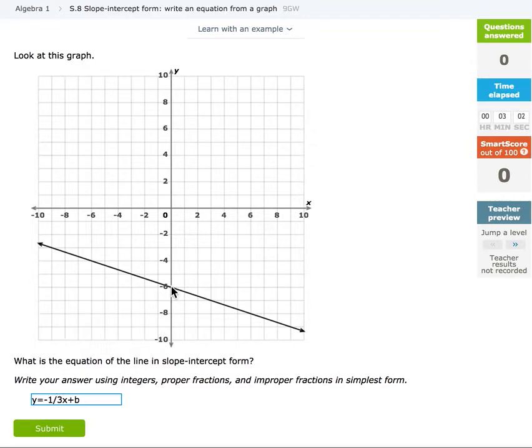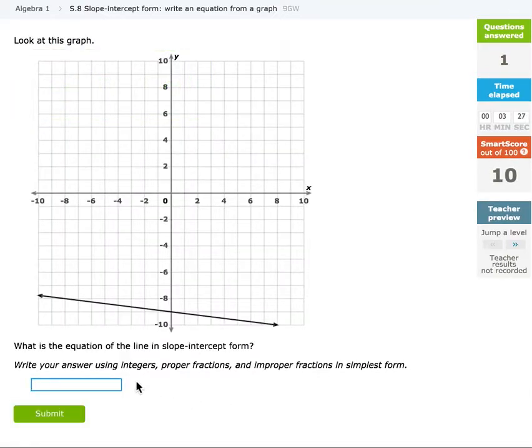Now for this example, the units or the increments here are increasing by 1, so we are good with this value. The y-intercept is the number where the line crosses the y-axis, so that is negative 6. So this plus b has to turn into a minus 6. Okay, submit.